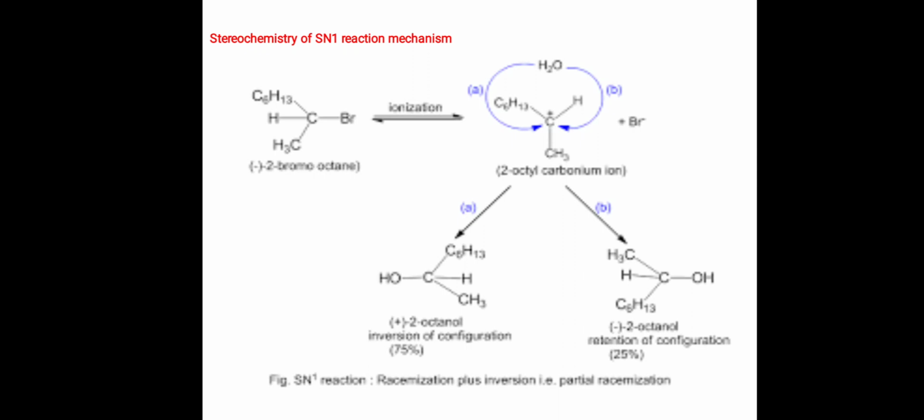In a front side attack, the product is formed with retention of configuration. If the nucleophile adds from the back side, the product is formed with inversion of configuration. 50% retention product and 50% inversion product give a racemic mixture. The racemic mixture is generally formed in the SN1 reaction mechanism.